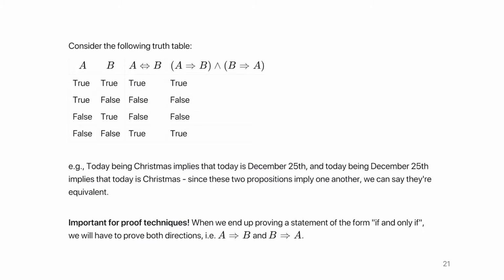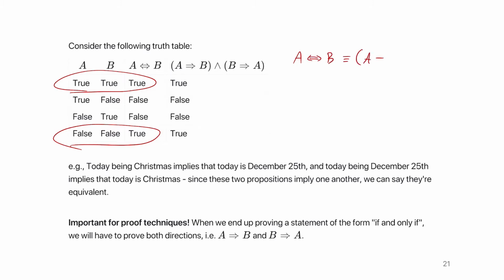And here's a truth table illustrating why this is the case. Okay. So here we have A implies B, which is true when both A and B are the same. So it's true when we have true, true. And it's true when we have false, false. And if you work out the truth table for A implies B and B implies A, you get the same thing. So you could say A implies B is equivalent to A if and only if B is equivalent to A implies B and B implies A.